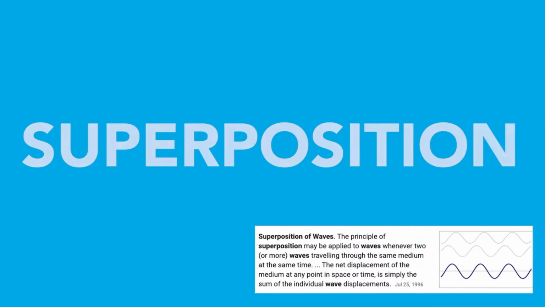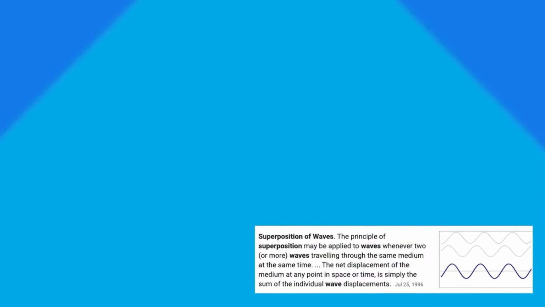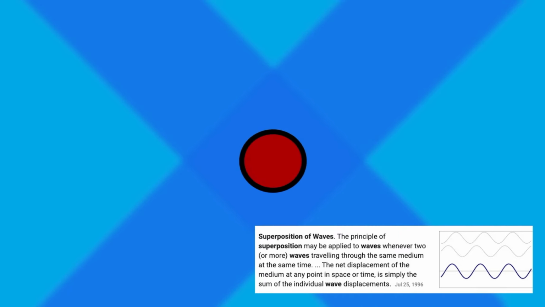Sometimes they don't interfere, rather they just add together momentarily, called superposition. If one wave was traveling in one diagonal direction and another in the opposite, the point where they met in the middle of the X would be the height of both of the waves added together.